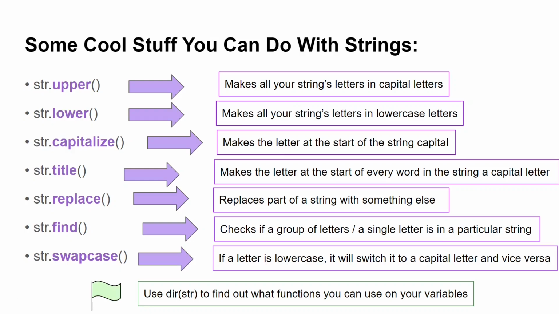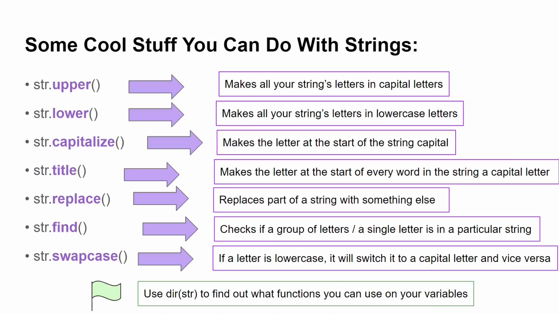So it says use dir and then your variable's name inside the brackets. It doesn't have to be the variable str to find out what functions you can use on your variables. So the dir function returns all of the possible methods you can apply to your variable.